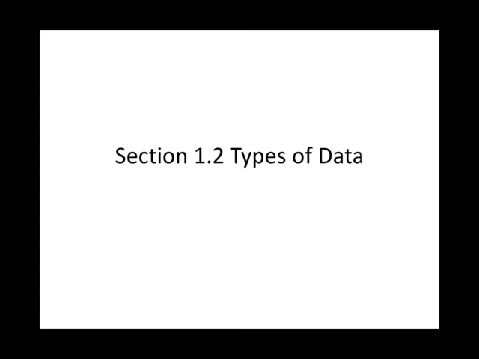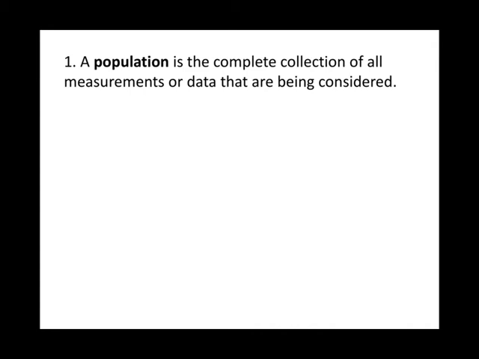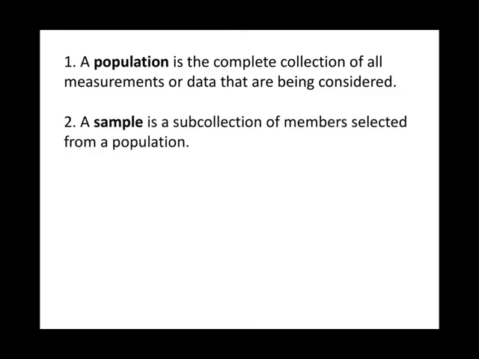Section 1.2, Types of Data. Definition: A population is the complete collection of all measurements or data that are being considered. A sample is a subcollection of members selected from a population.